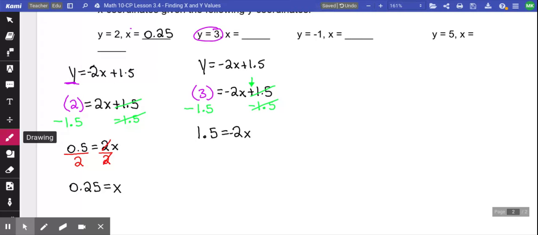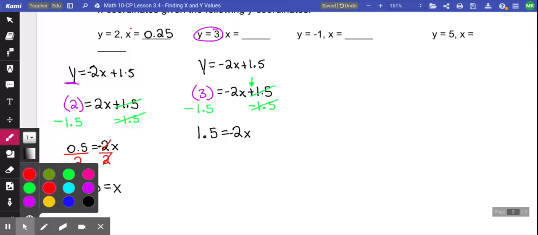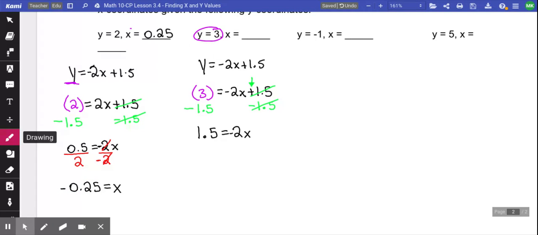Oh, I just realized that this should have been a negative 2 on this side. So negative 2. That means this should have been divided by negative 2, which should have been negative 0.25x. Sorry.